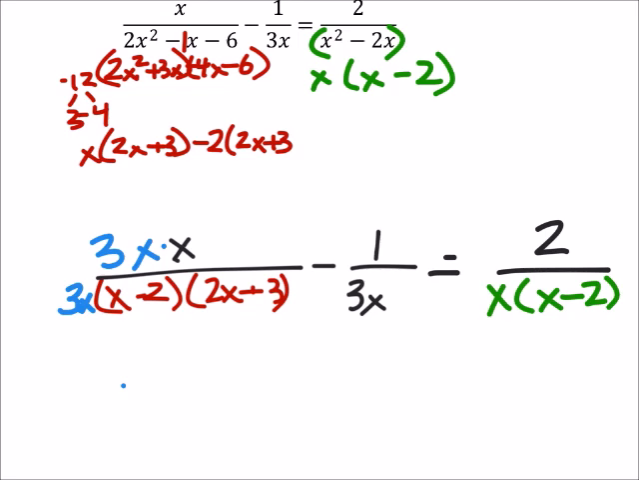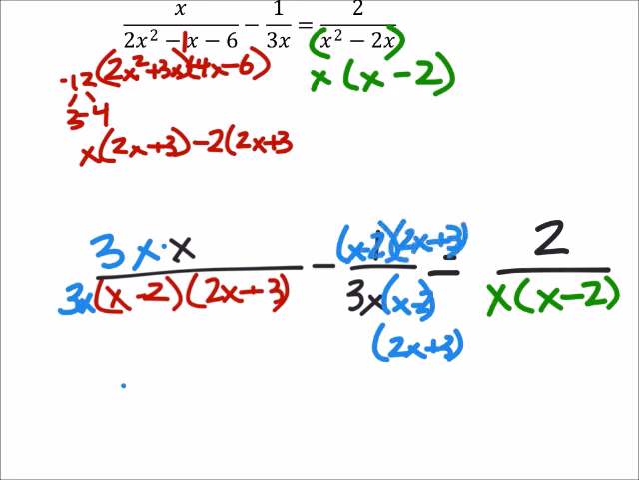We're going to need a 3x there, meaning that I need to multiply the numerator by 3x as well. Now let's look at this second term. The second term is missing an x minus 2 and also a 2x plus 3. Sorry, I have to put that beneath. I just ran out of space there. Which means I need to multiply the 1 by x minus 2 and 2x plus 3. The reason I covered that up is because 1 times anything is itself.